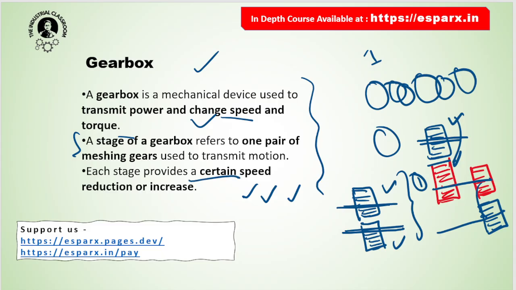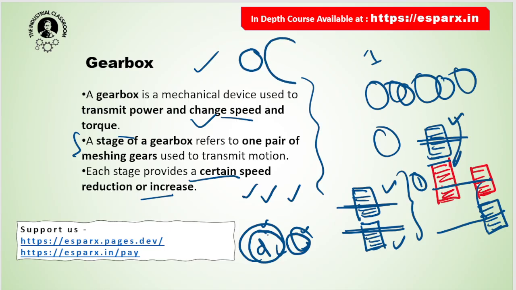Each stage provides a certain speed reduction or increase. So when does the speed increase? Whenever a bigger gear rotates a smaller gear, the speed will increase, because one rotation of the big one will create a larger rotation of the small one. Okay, imagine it. So whenever a smaller gear is rotating a bigger gear, the speed reduces.